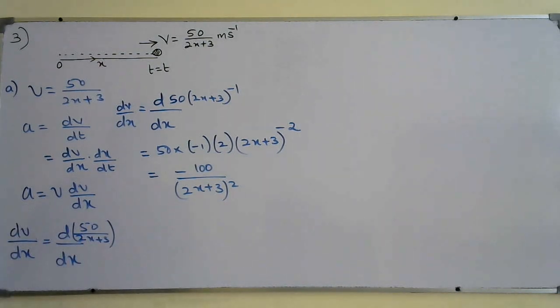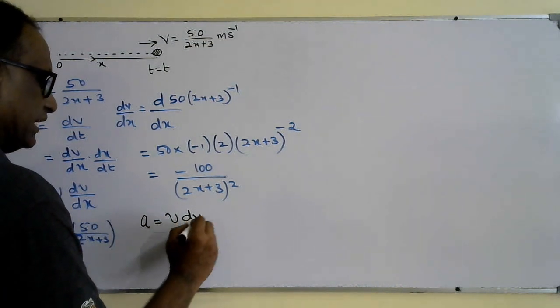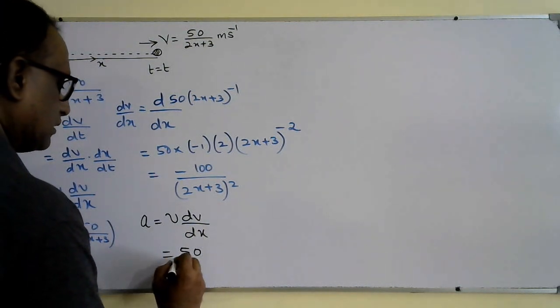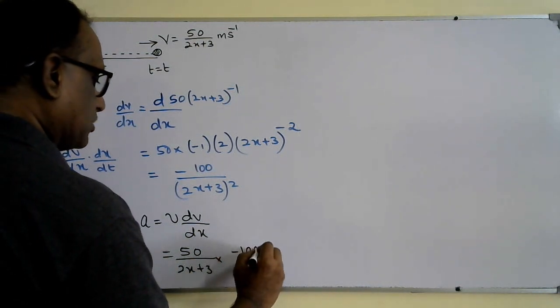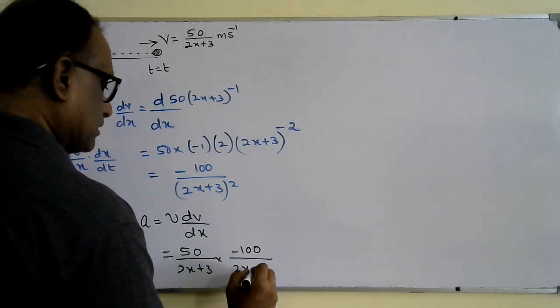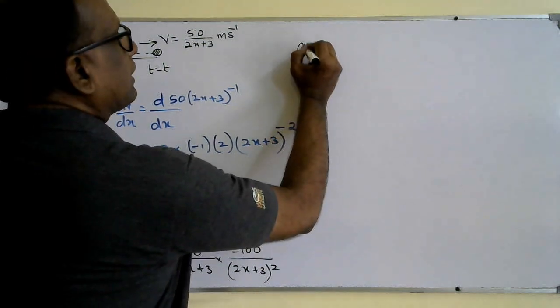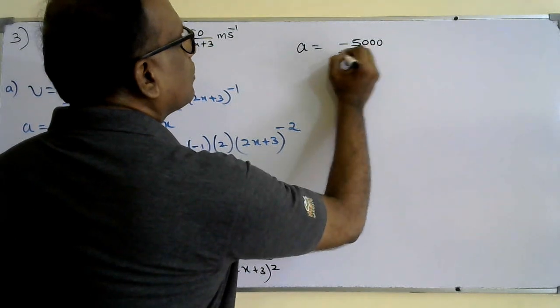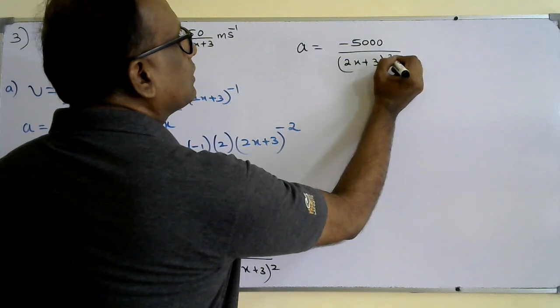Now we need to find acceleration. So a is going to be v dv over dx. That is v, we know, 50 over 2x plus 3, times minus 100 over 2x plus 3 all squared. So the acceleration is going to be minus 5000 over 2x plus 3 all the cube.